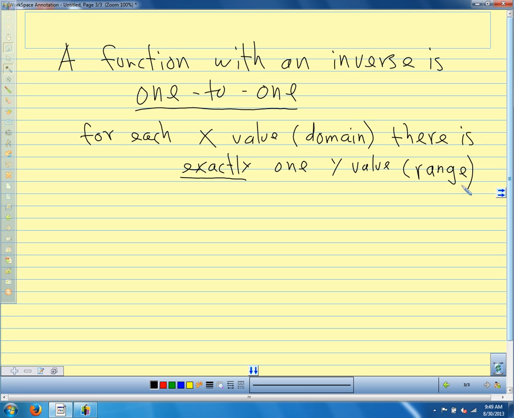So if we were looking at a table of values, we have no repeats in the x's or y's. For each x, there's exactly one y. So that's what happens when we have a one-to-one function. A one-to-one function has an inverse. If the function is one-to-one, then it has an inverse. So that's an important property of functions with inverses, is they are one-to-one. Each x value gives us exactly one y value.